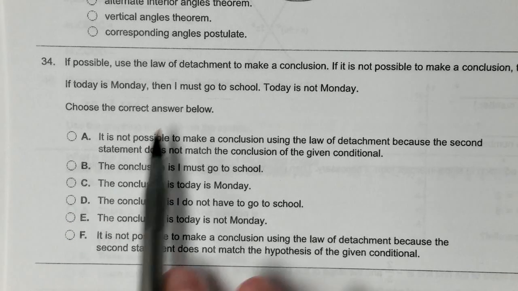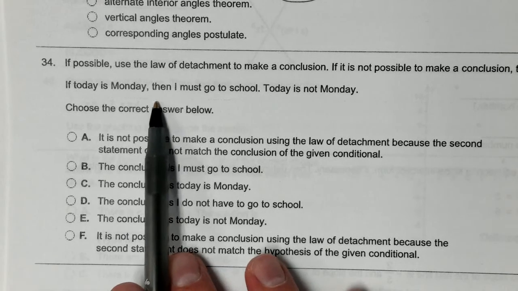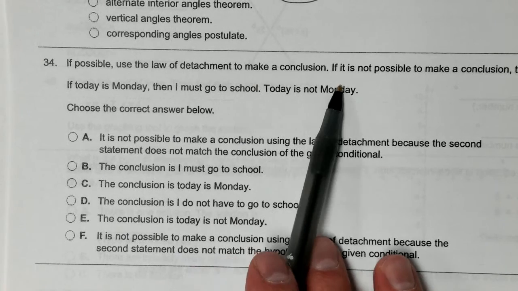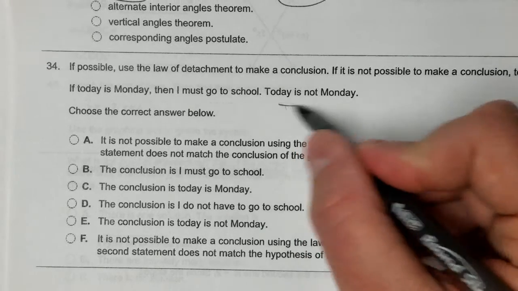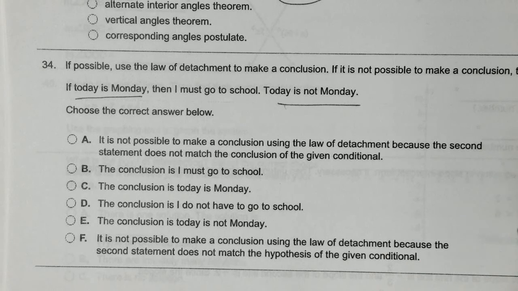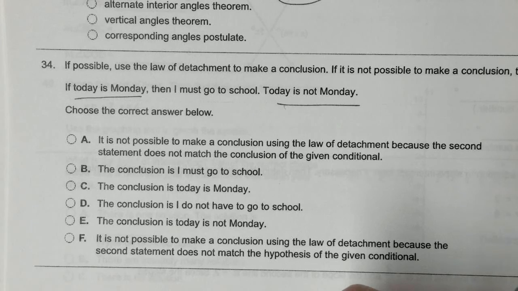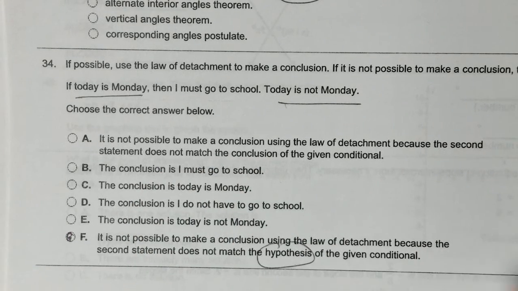Okay, then this one's about the law of detachment. If today is Monday, then I must go to school. Today's not Monday. This does not match this part, so it's not possible to make a conclusion because it doesn't match the hypothesis. So 34 is F. Has to match the hypothesis.